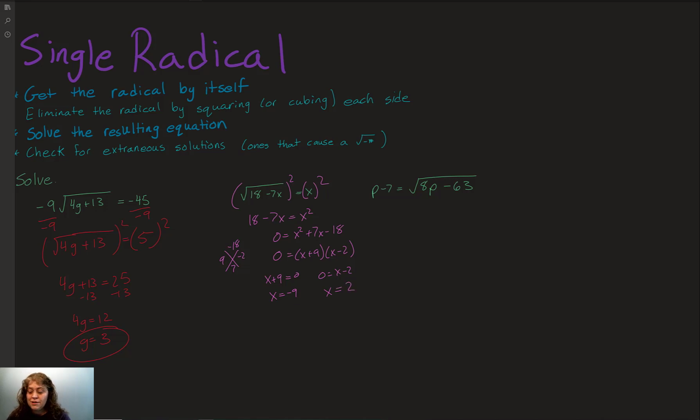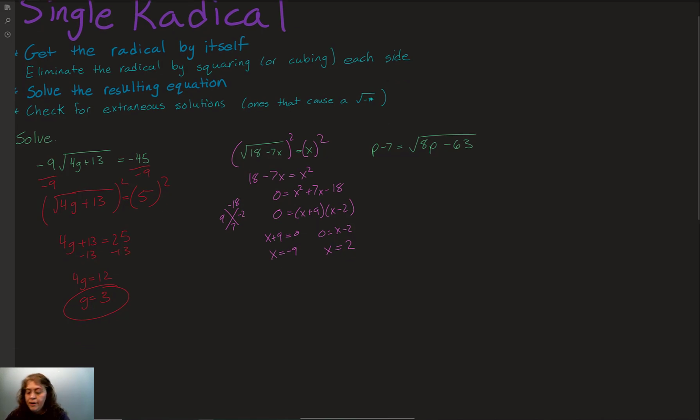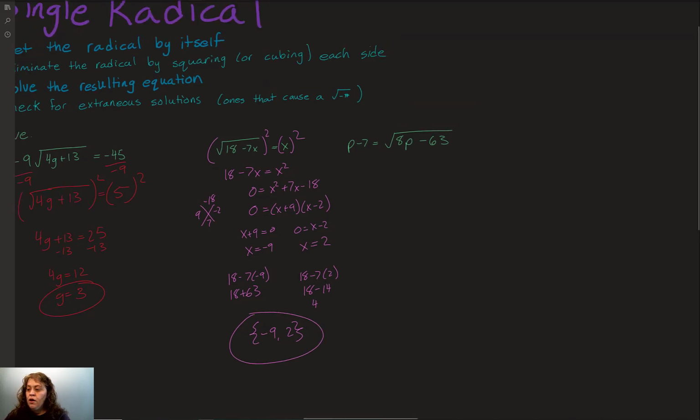I do need to check these to make sure that neither one of these is going to end up with a negative inside of the square root. So 18 minus 7 times negative 9, 18 plus 63. I don't know what that is, but it's positive. 18 minus 7 times 2 is 18 minus 14, which is a positive 4. They both check out. So we're going to use our curly brackets because we have multiple answers. And there we go. Whew.